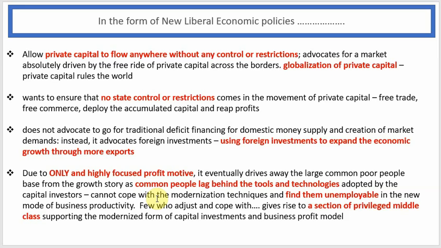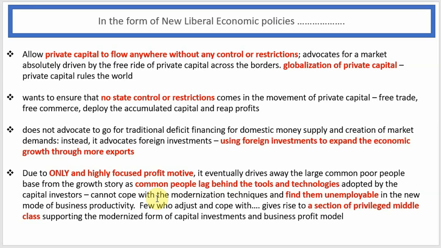Now only a very few who can adjust and cope, as we already discussed, give rise to a section of a very limited privileged middle class. And unfortunately, they start supporting this type of capital investments and business profit models, and they sometimes become advocates in favor of these new liberal economic policies that we have already discussed.